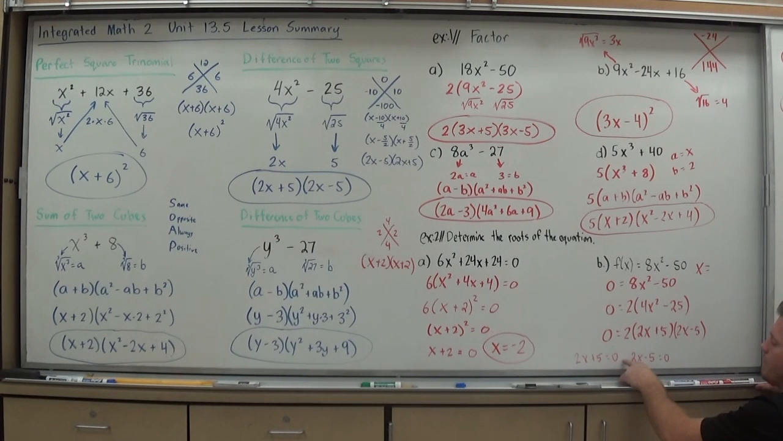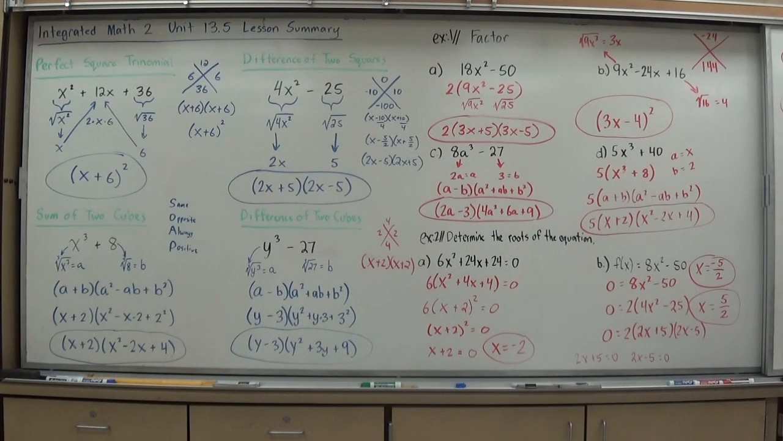Subtract 5 over. You get 2x equals negative 5. Divide by 2. You get x equals negative 5 over 2. On the other one, you add 5 over, you get positive 5. You divide by 2, you get x equals positive 5 over 2. So we actually end up with some fractional answers here. X equals negative 5 halves and x equals positive 5 halves.